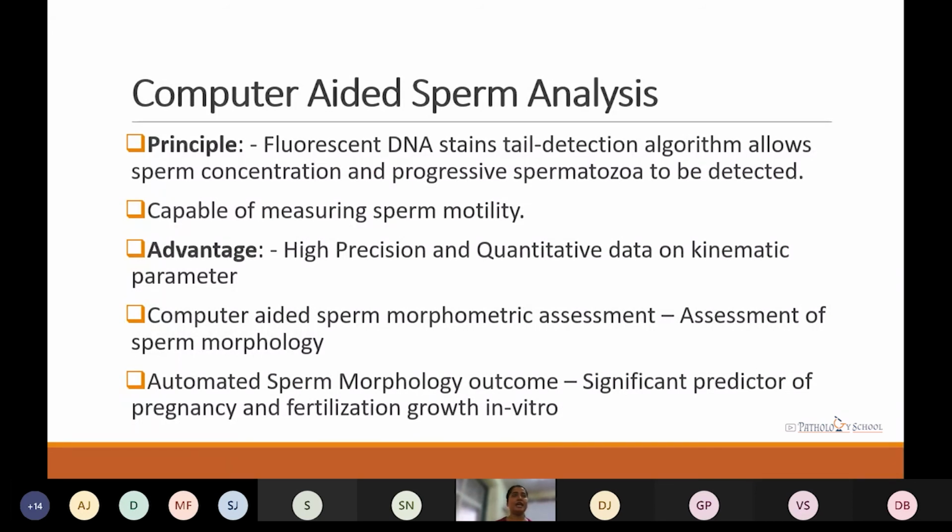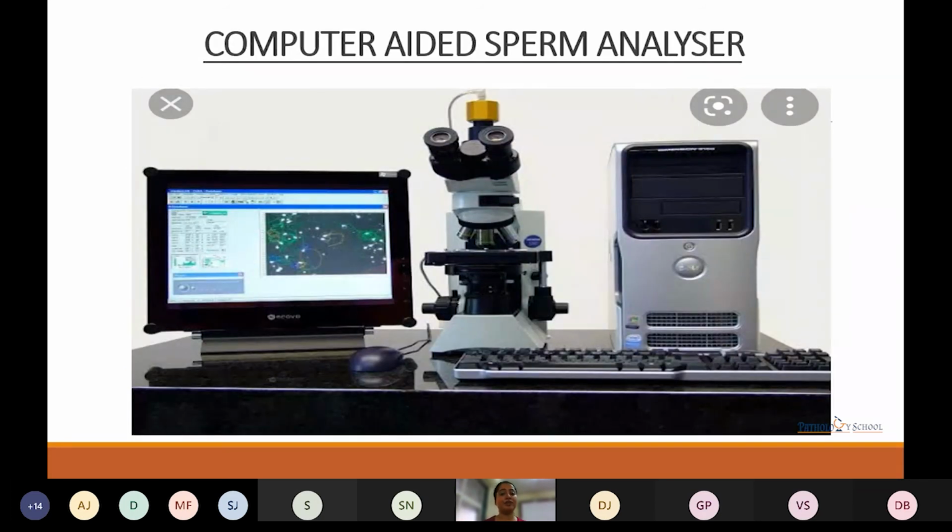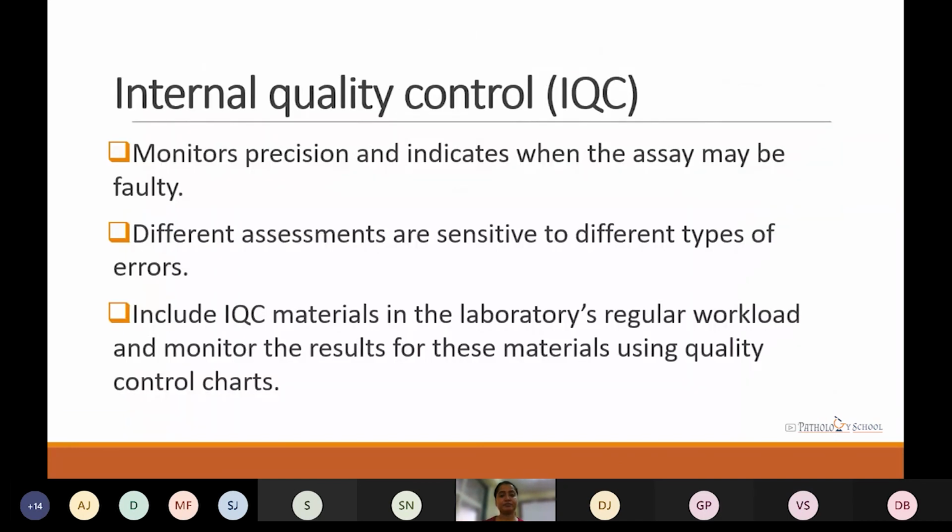What is the advantage? It is high on precision, obviously, and it gives us quantitative data on the kinematic parameters. Now, it also gives us an assessment of the morphology, and it is a significant predictor for pregnancy and fertilization in vitro. Here is a picture of the computer-aided sperm analyzer.